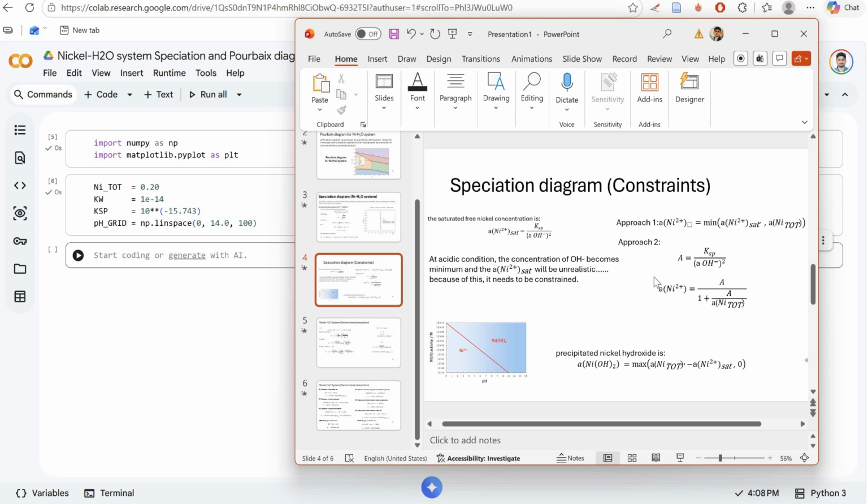Next, we define a speciation function that takes the pH grid as input.